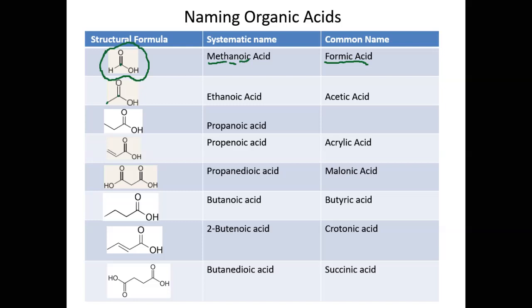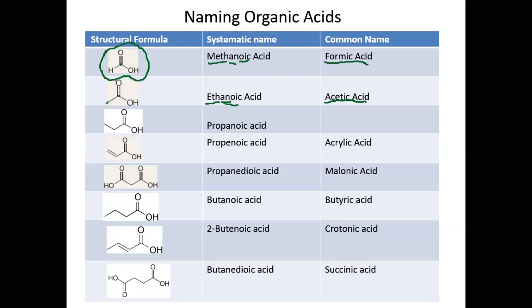Here we have 1, 2 carbons. So again, the prefix eth, and ane refers to there being only a single bond connecting the 2 carbons. And then oic is acid. So ethanoic acid is referred to as acetic acid. Ethanoic acid is the systematic name, whereas acetic acid is its common name.